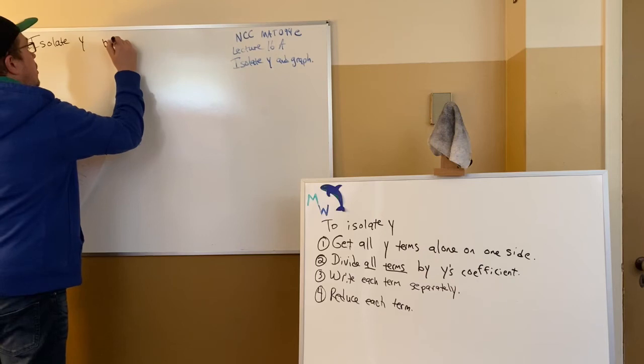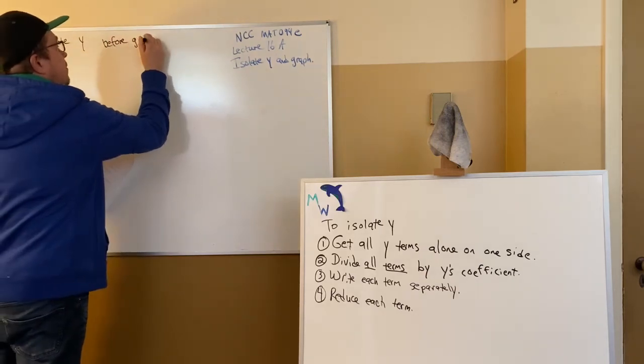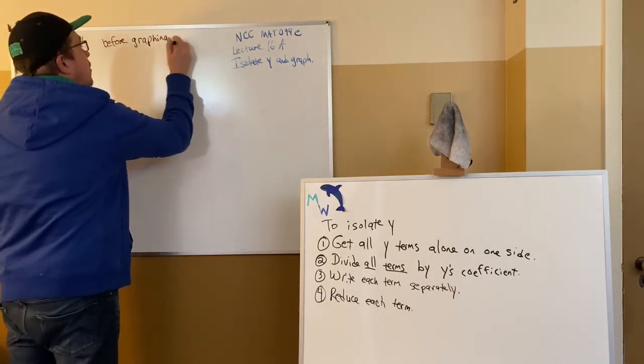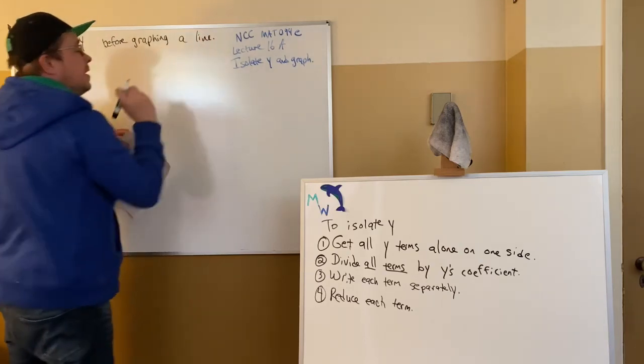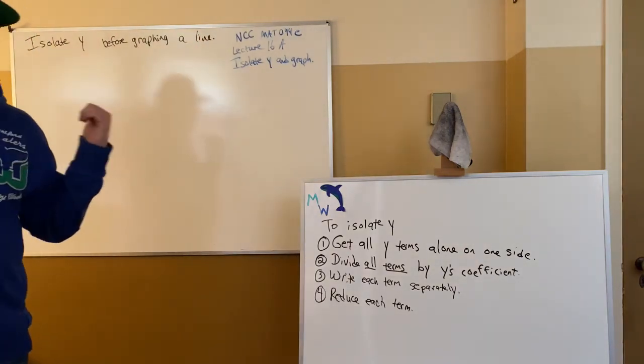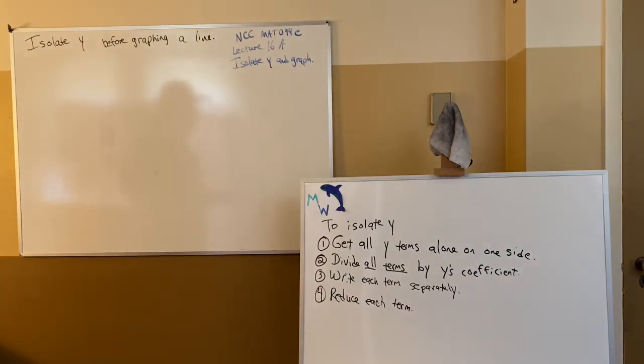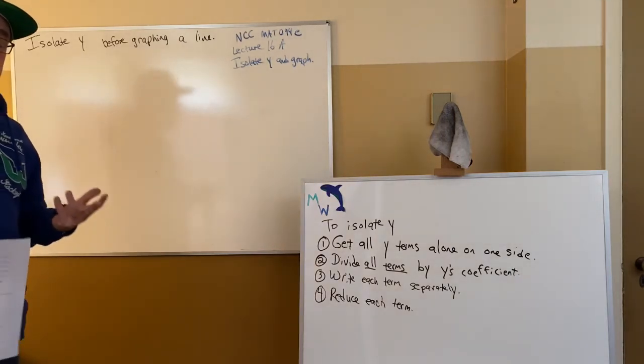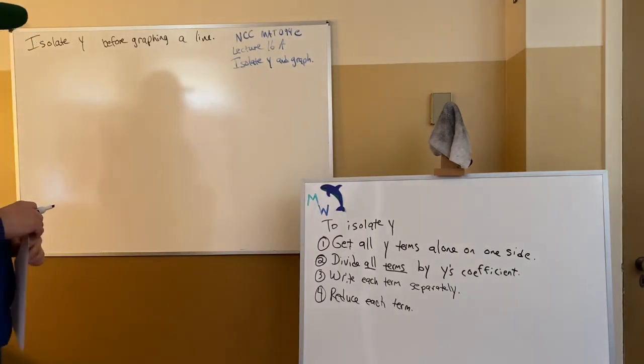before graphing a line. If you use intercepts or drop 2 points in there, then you don't need to isolate y. But otherwise, you need to isolate y, and I've already advised people you need to be good at isolating y to be able to rely on doing this.